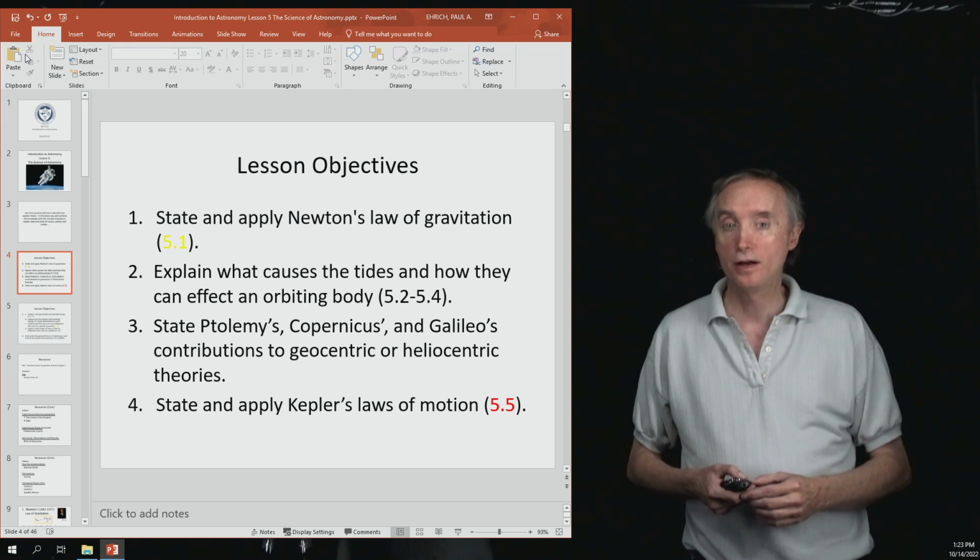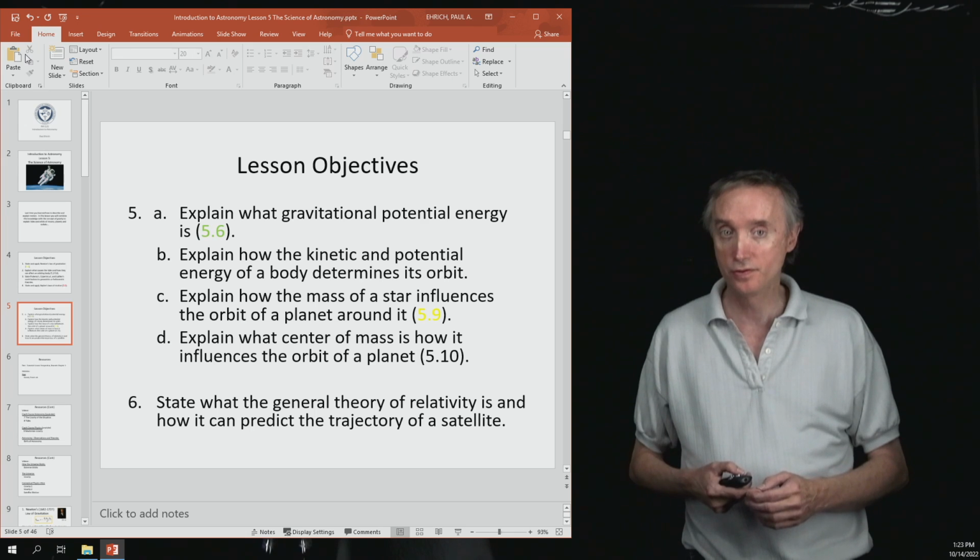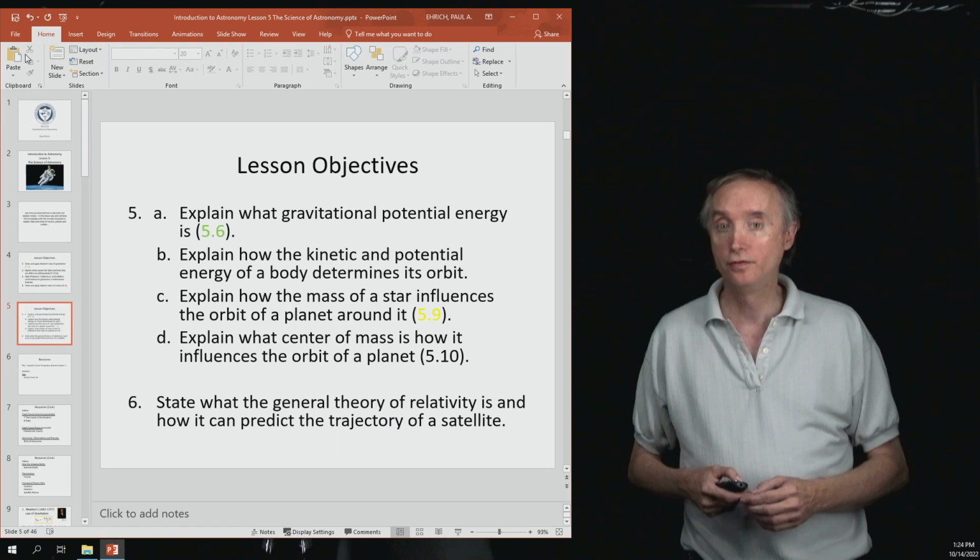And then we're going to learn about Kepler and his laws of motion. And then we're going to learn about what gravitational potential energy is, and then how it and kinetic energy can determine the orbit of a planet around a star.